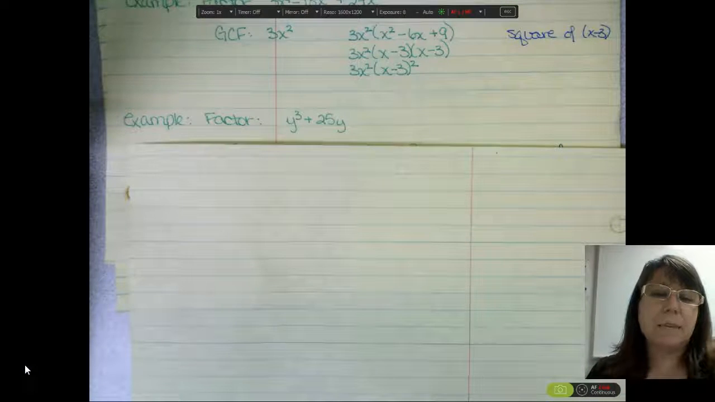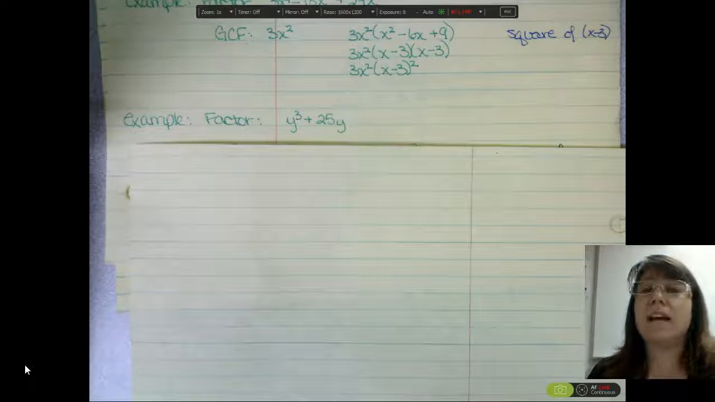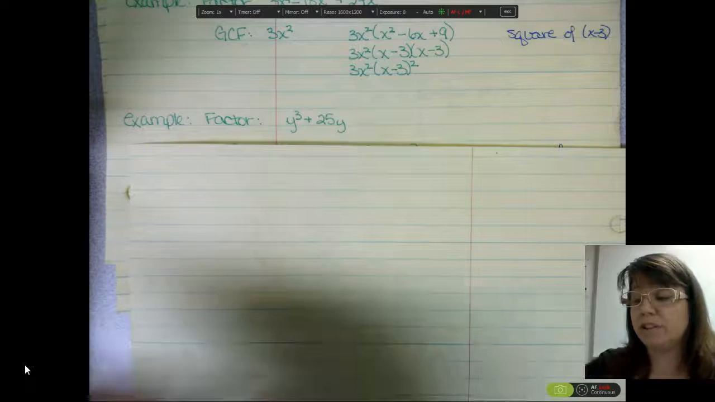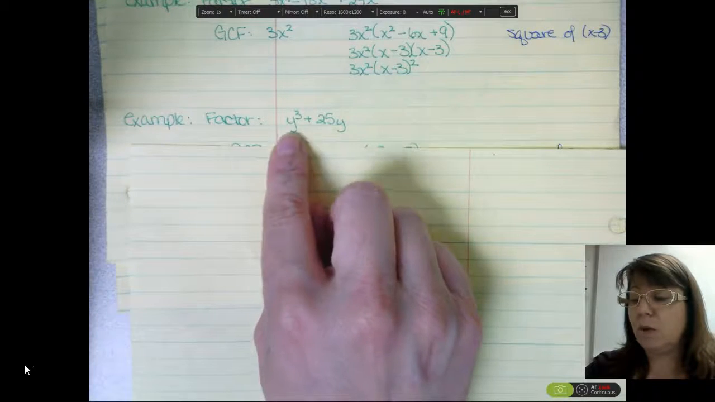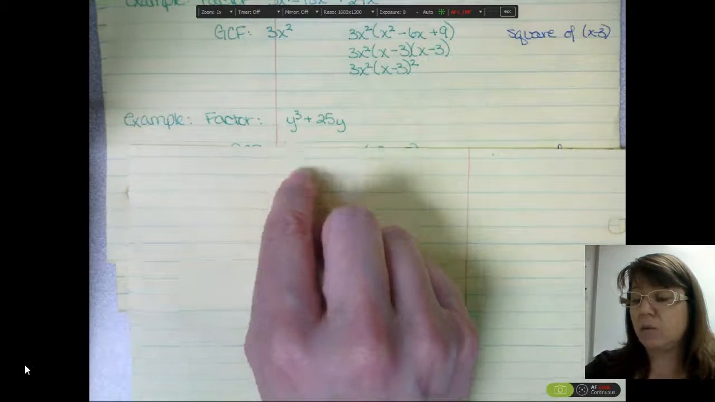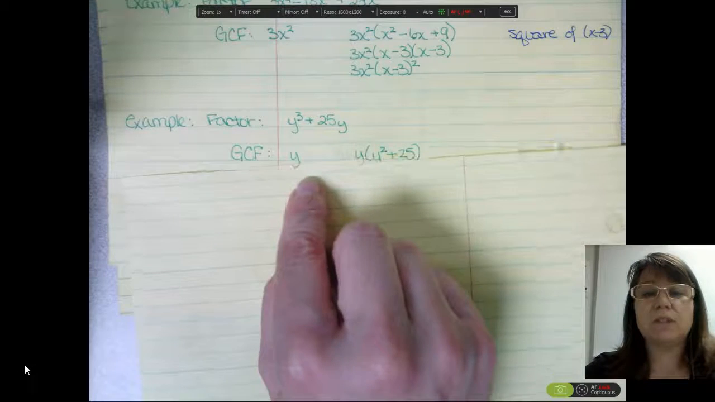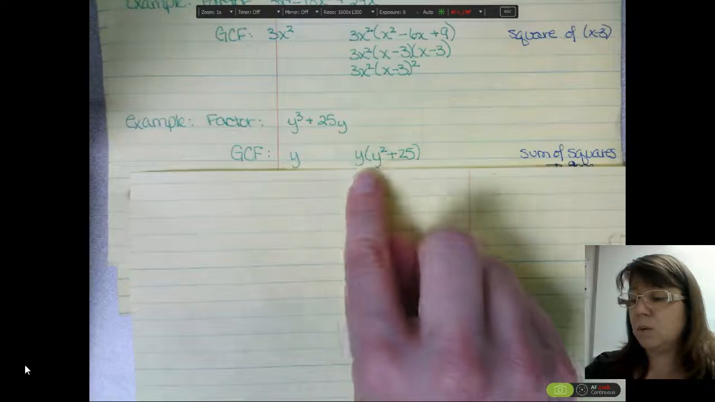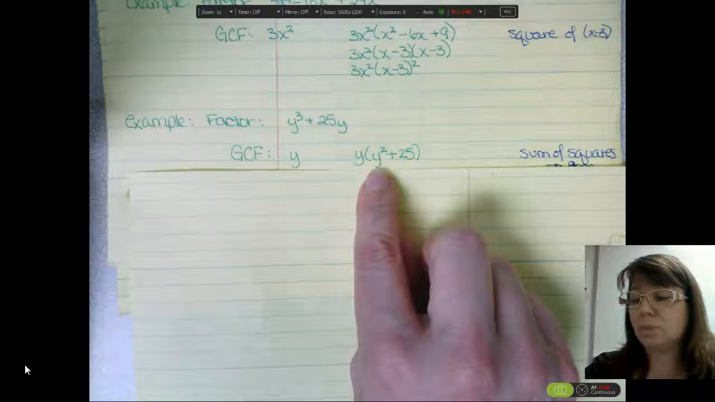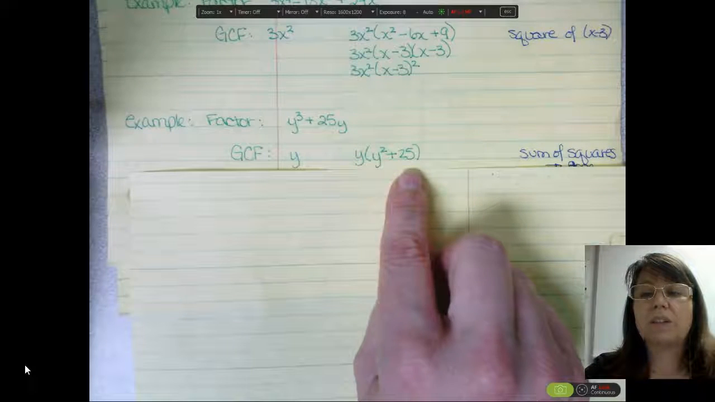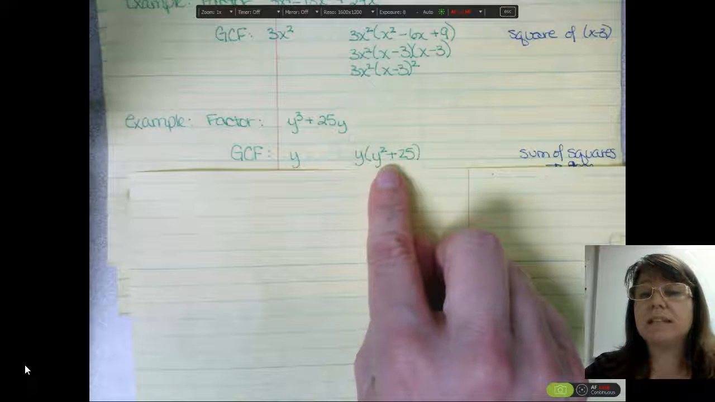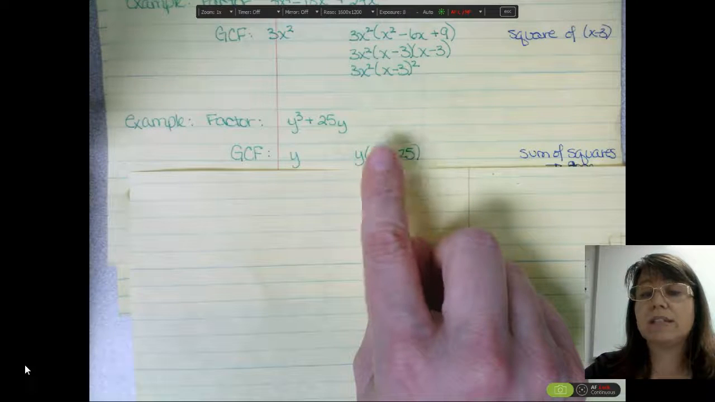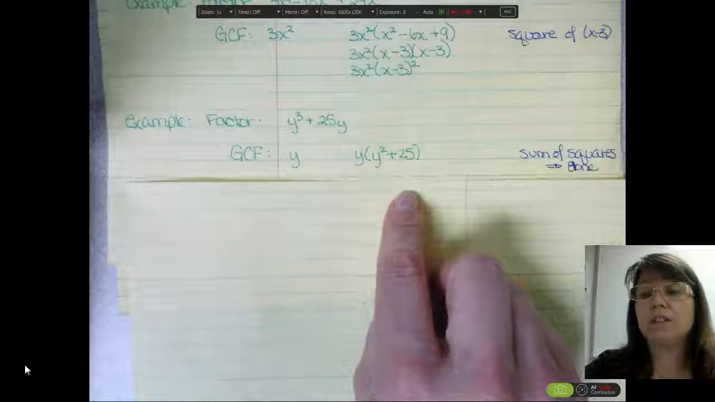One more example. y cubed plus 25y. Again, factor out the greatest common factor. Well, I have y cubed and y. I can definitely factor out a y. So my greatest common factor is y. That leaves me with y times y squared plus 25, but that's not the difference of squares, that's the sum of squares, so I'm actually done.